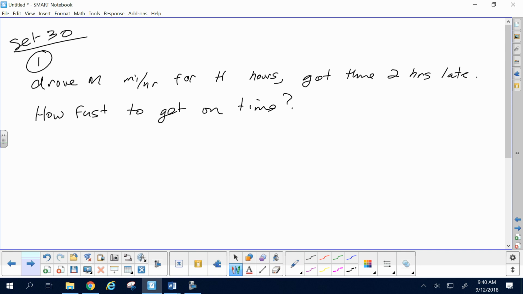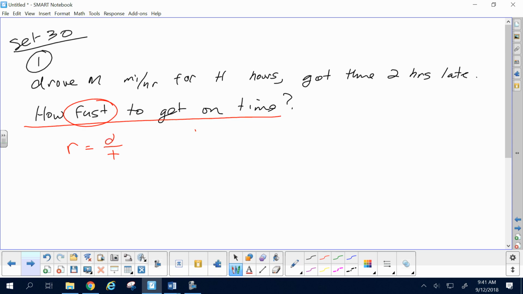Okay, so that's the equation. You could do this by a table, and I'm going to do that if this doesn't stick. But I start with the question: how fast to get there on time? What do they want me to find? A distance, a rate, or a time? A rate, right? If I want a rate, then I would need to know the distance for the trip and the time. If I can find those two things, then I will be good to go.